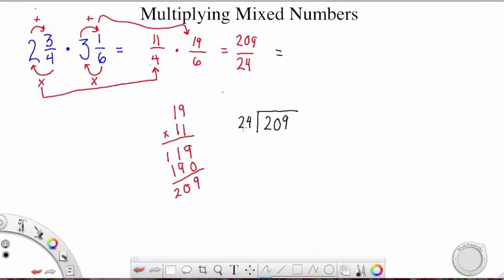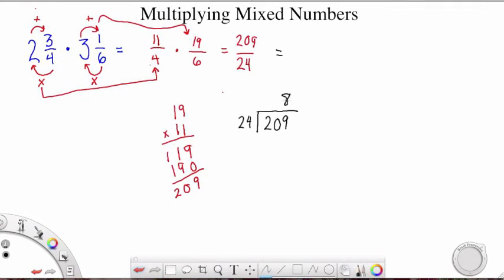Now, 24 goes into 20 no times, but it'll go into 209 approximately. Well, this is the mental math I'm doing. I'm saying 24 is real close to 25. And I know that there's 4 25s in 100. So I don't have 100 here, I have a little over 200. So it's got to go into it 8 times.